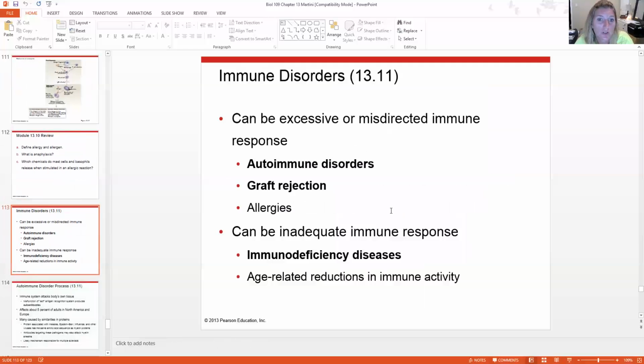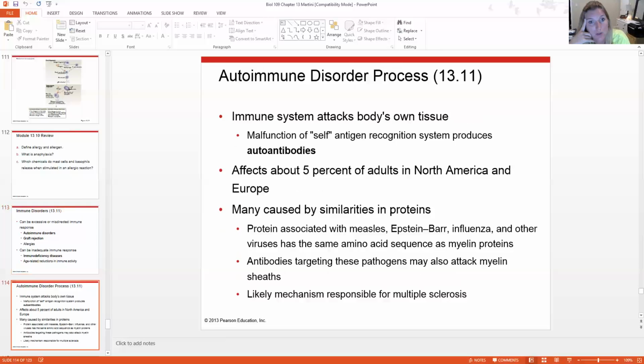Let's talk about some disorders of the immune system. They can be basically an immune system gone wrong in most cases. Autoimmune diseases, which is basically where your body's attacking itself. It does not have the ability to recognize self from non-self, so certain parts of the body are being attacked. There's also graft rejection, and allergies are another response of an immune disorder. There can also be an inadequate immune response. This would be like immunodeficiency diseases like HIV or age-related reductions in immune activity.